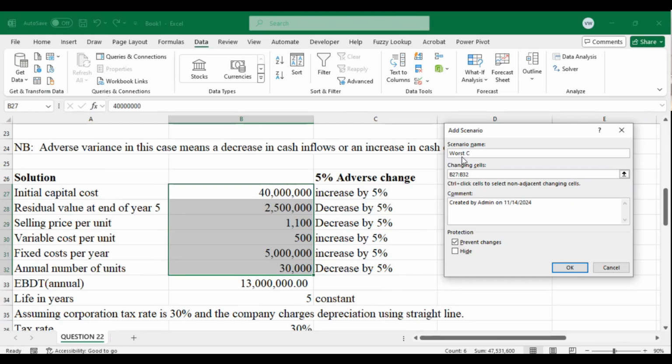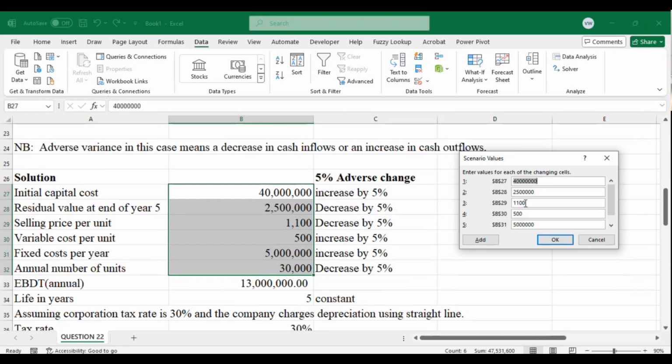Let me call this the worst case. Worst case to mean because adverse is not a positive change. So let me just say it's worst case. So if I call this worst case scenario, now I want to adjust these variables.